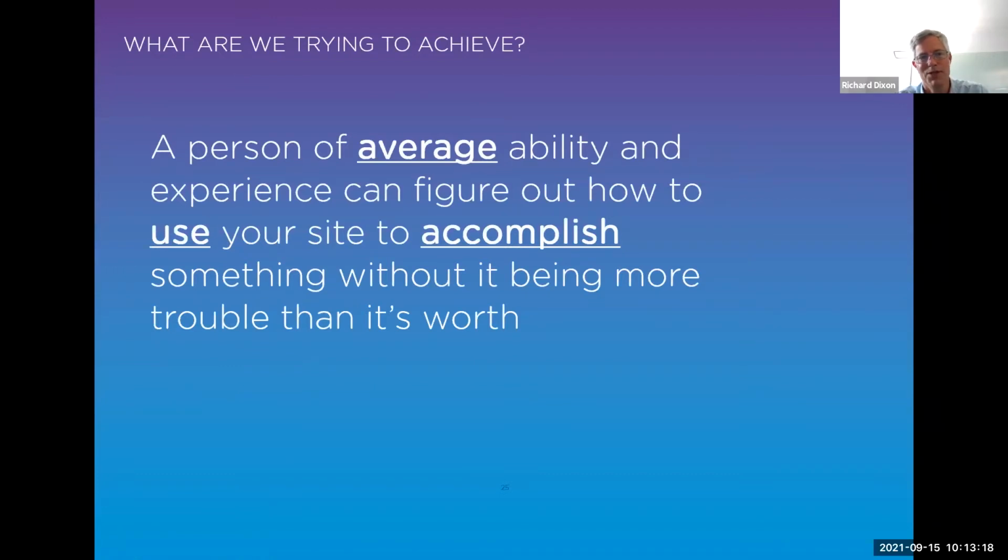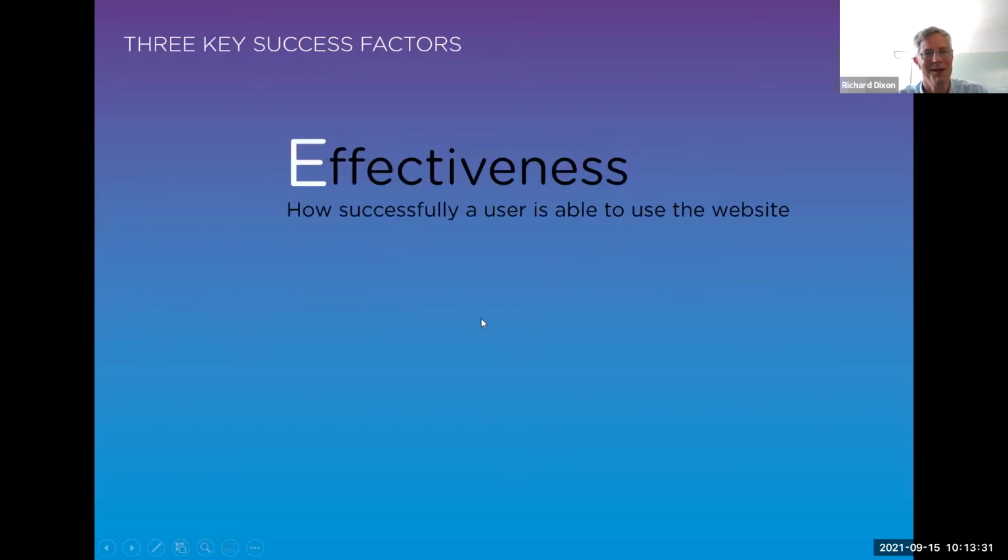And so what we're trying to achieve is that a person of average ability and experience can figure out how to use your site to accomplish something without it being more trouble than it's worth. And how many sites do we go to in our lives where that doesn't happen? But there are three key success factors that we look at. Firstly, it's around effectiveness. In other words, how successfully is a user able to use the website, to get around, to understand what to do, how to use it, and so on.